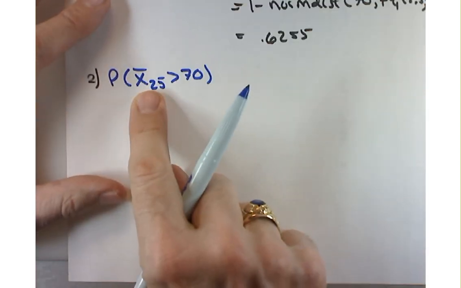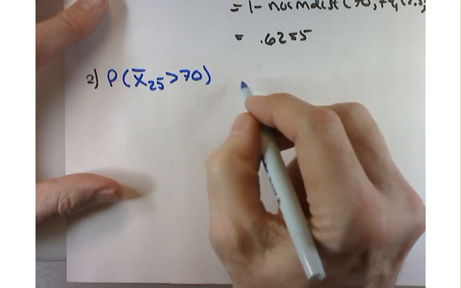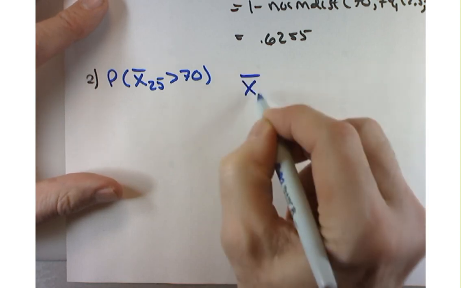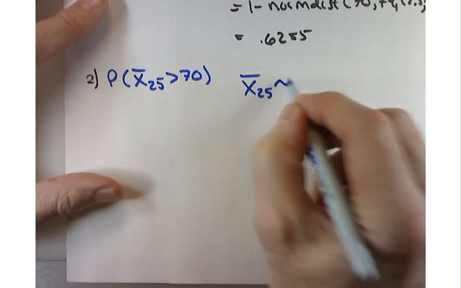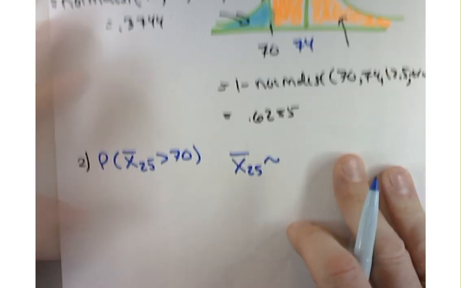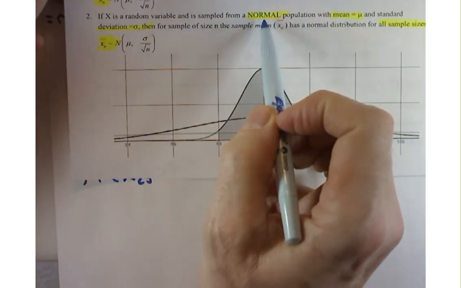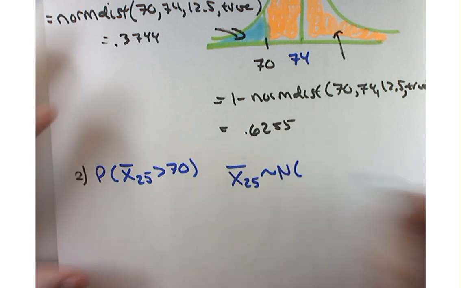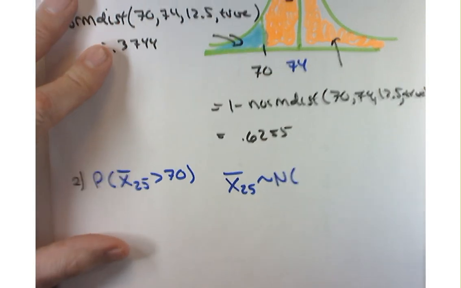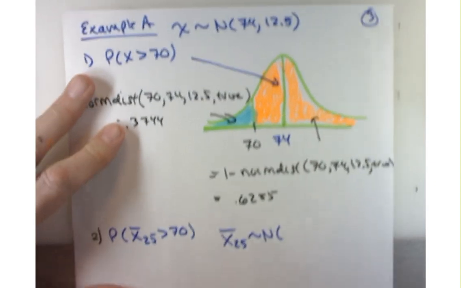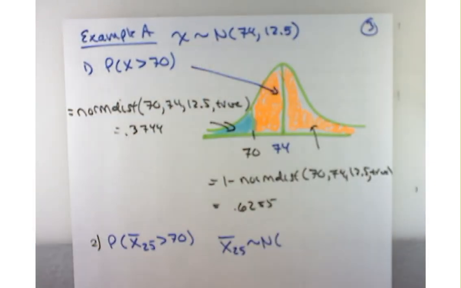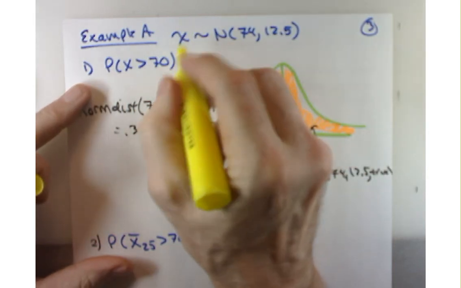Here's the thing. X bar has a different distribution. X bar for samples of size 25. Well, because it comes from a normal distribution to begin with, then it's going to continue to have a normal distribution. So it's going to be distributed normally. Now we're sampling from this right here. That's our parent population.